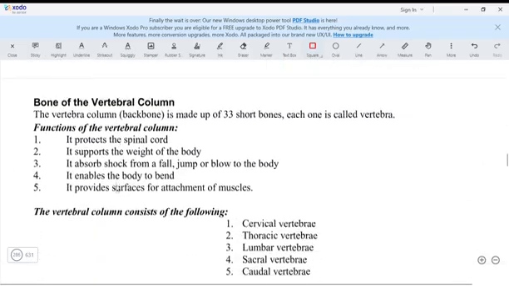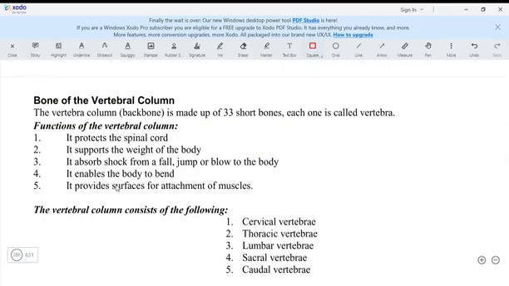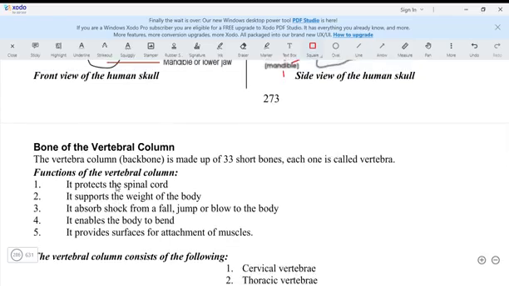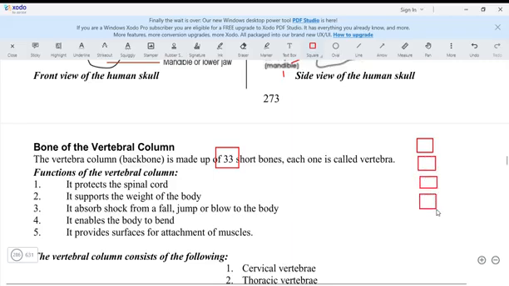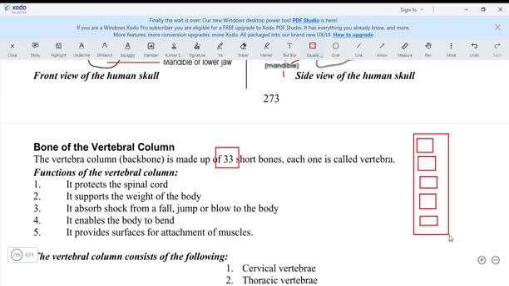Now let's move to the vertebral column. So we are done with the skull. The vertebral column is another axial skeleton, there are 33 short bones in the vertebral column. When we talk of vertebral column, we have the cervical, the thoracic, the lumbar, the sacral, and the caudal. So what is the general function of the vertebral column?